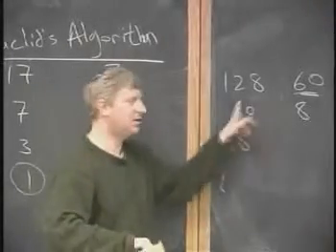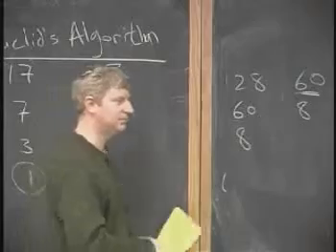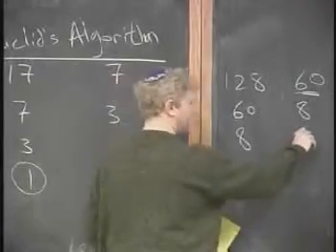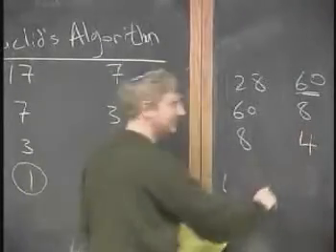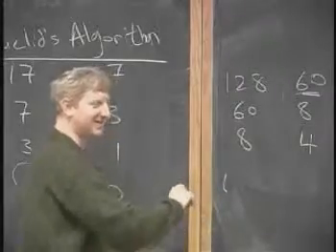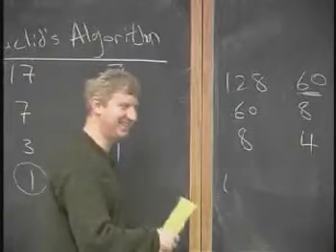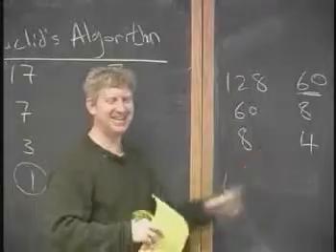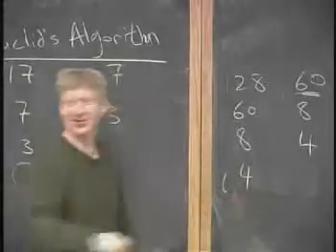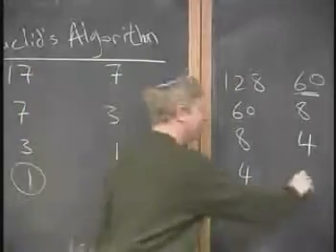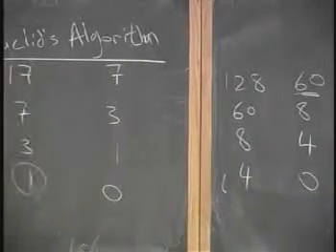Here's the next step. 8 goes into 60. What's the remainder? 4? Not 4/3. All right, last step. 4, 0. So the greatest common divisor here is 4.